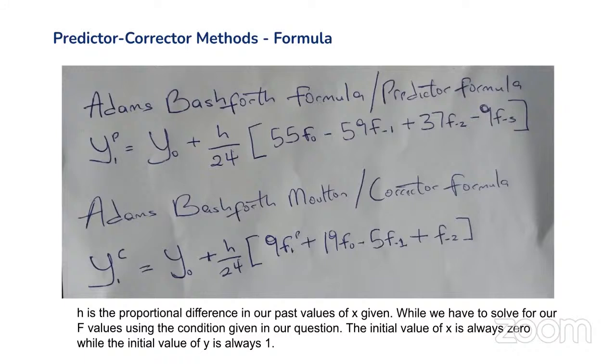So we now have plus 19 f naught minus 5 f minus 2 plus f minus 2 in brackets. After solving all this using this formula, you get your final approximated value, which is not really the exact solution, but closer to the solution. Miriam, please can you go to the next slide?